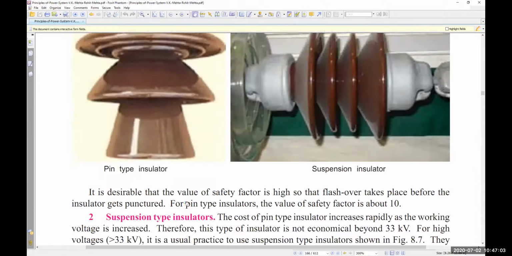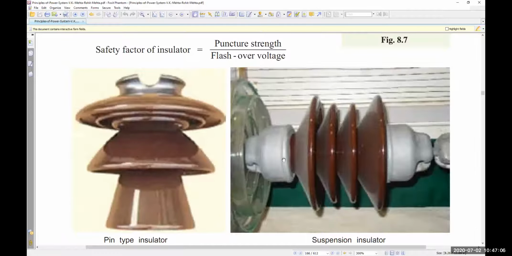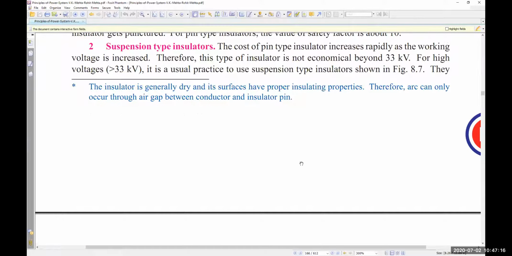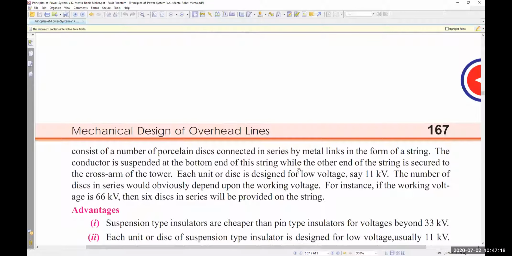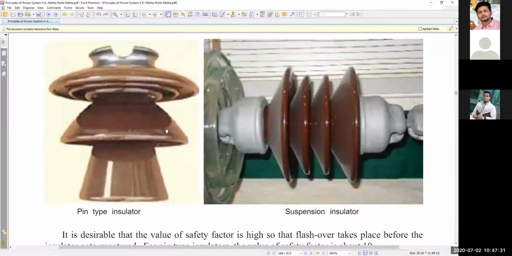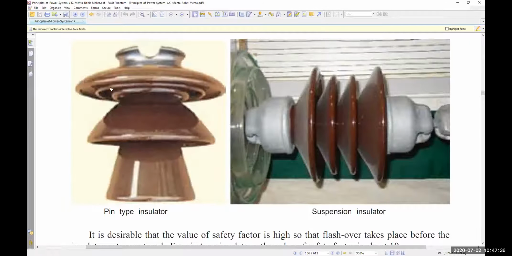Now the suspension type, you can see it is based on disks, right? At the starting point and the end point, and in the middle, it has some disks. So these disks are customizable. Customizable means if you need more disks, you can add more. If you need less, you can remove some. If one disk is damaged, you can replace that. You do not have to replace the whole thing. Here, look at this. If for some reason the middle part is damaged, then you have to remove all of it and replace the whole insulator block.